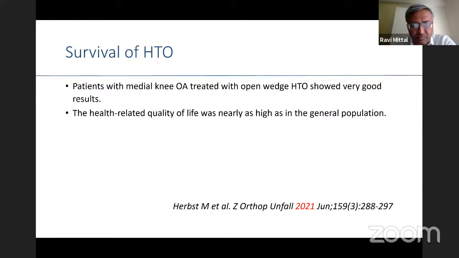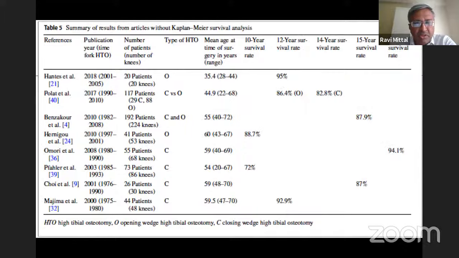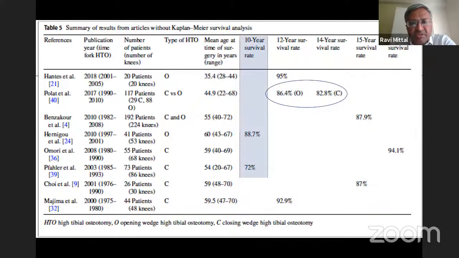Now, if you look at this chart, it talks about different studies, and they range from year 2000 till 2018, and we have survival at 10 years, 12 years, 14 years, 15 years, and 18 years. All these studies give a single-year survival, except the second study in 2017, which has endpoints at 2 points. That means 12 years and 14 years. If you have a 10-year survival, it ranges from 72 to 87. If you look at 12-year survival, it ranges from 86.4 to 95%.